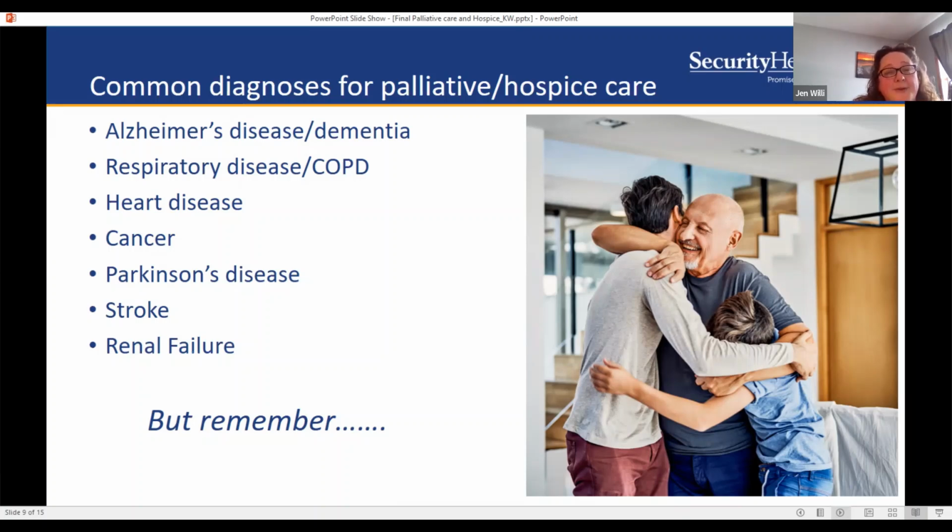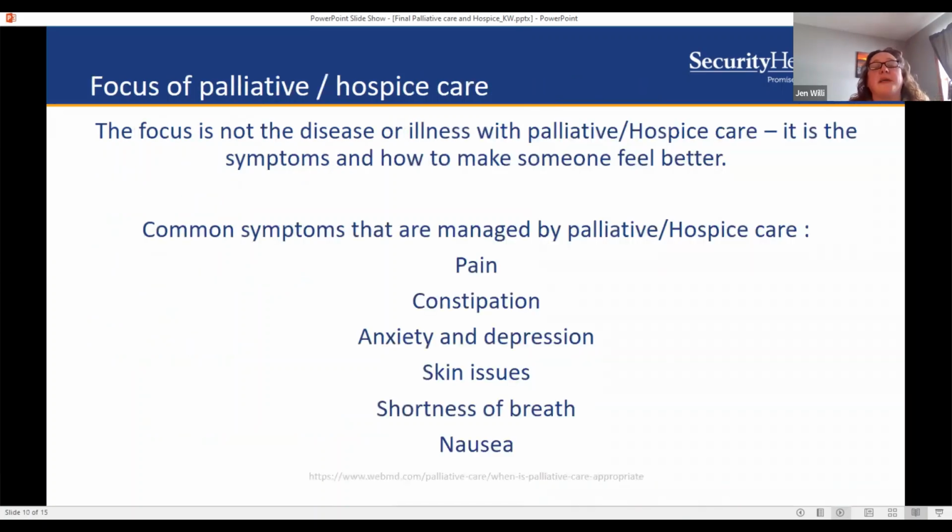But I really want you to remember that the focus of palliative care and hospice care is not the disease or the illness, it's the symptoms and how to make someone feel better. Again, you have doctors that are managing the disease or illness, where the hospice or palliative care team is focusing on those symptoms, those things that they can do to make your everyday life better.